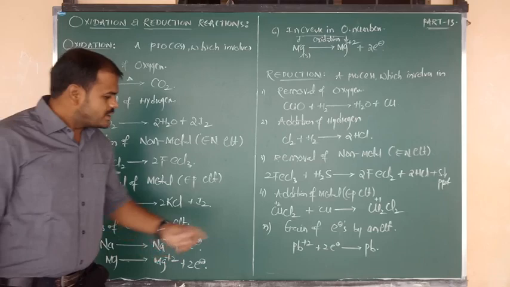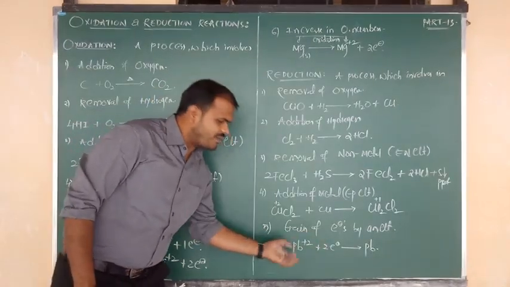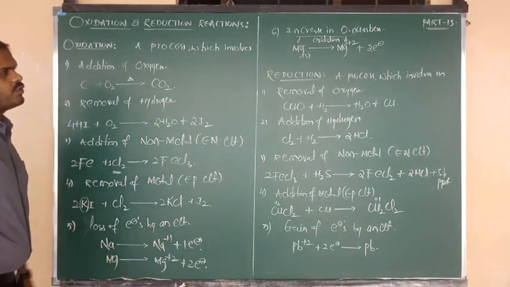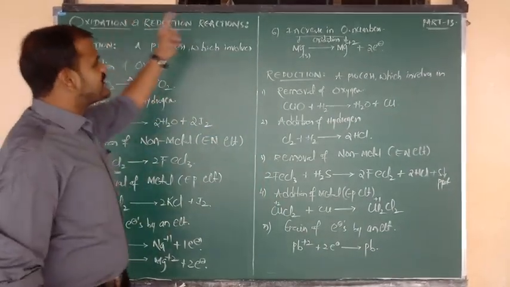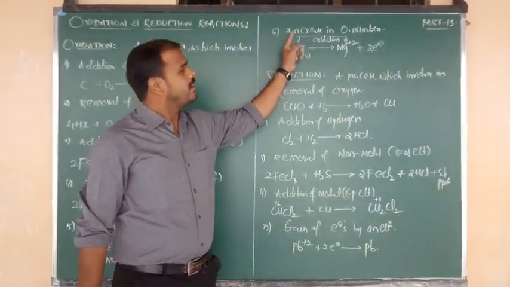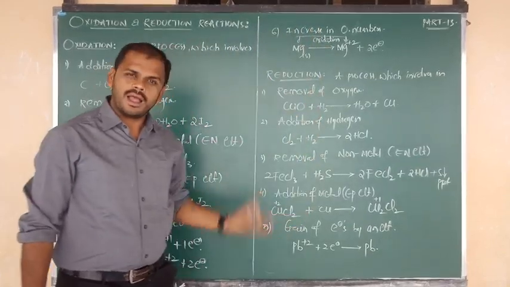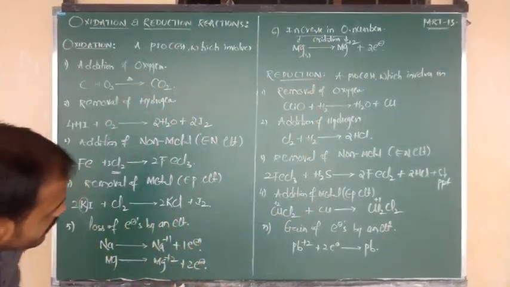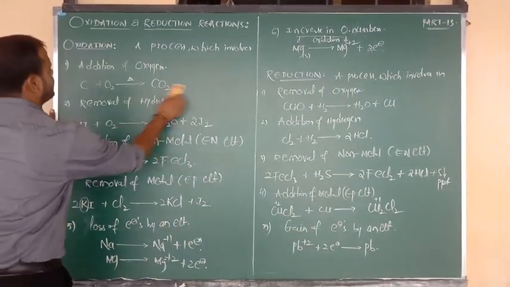So in this reaction, what happened? Gain of electrons takes place. Last and final definition I am going to show you. What is the last definition of oxidation number? Oxidation state: increase in oxidation number is oxidation, and here we can say decrease in oxidation number is reduction. For that I am going to show you one example.